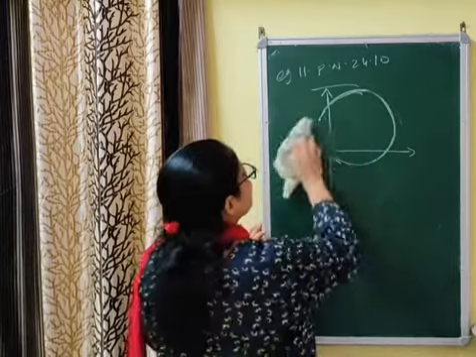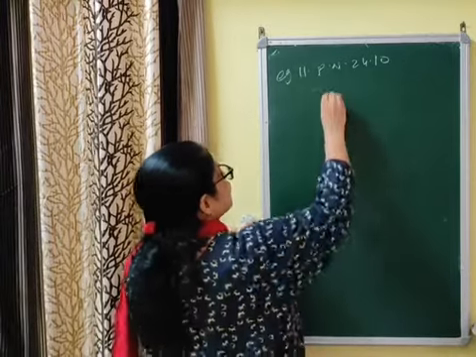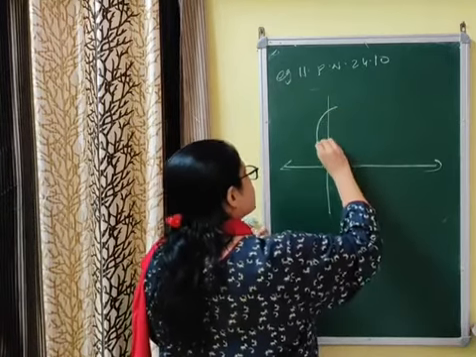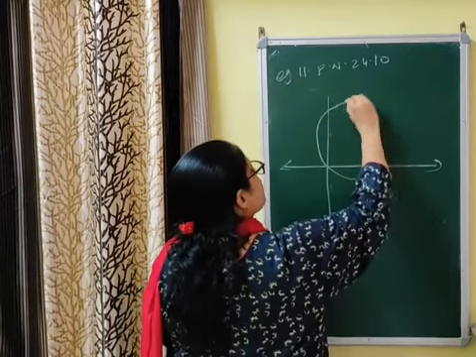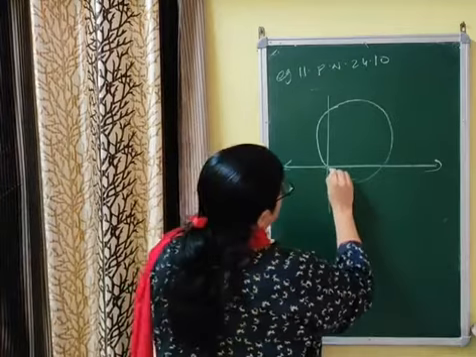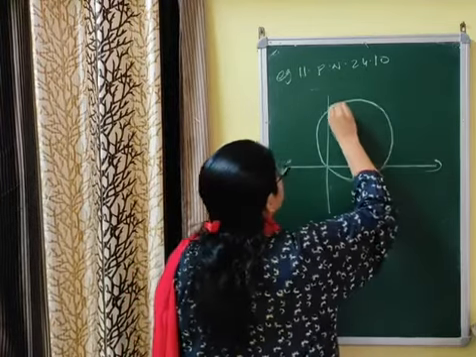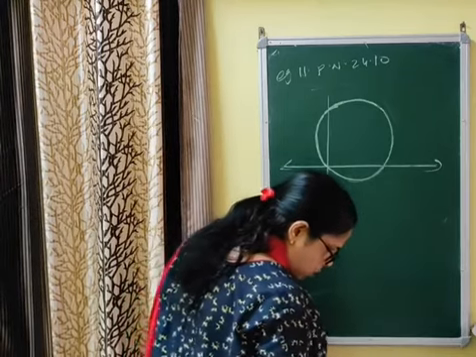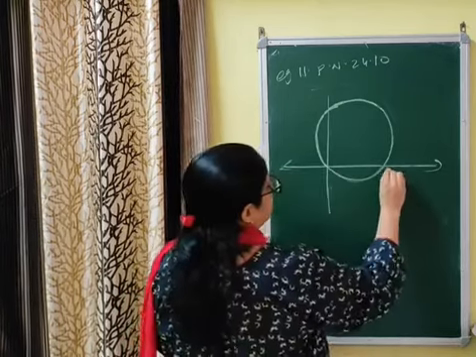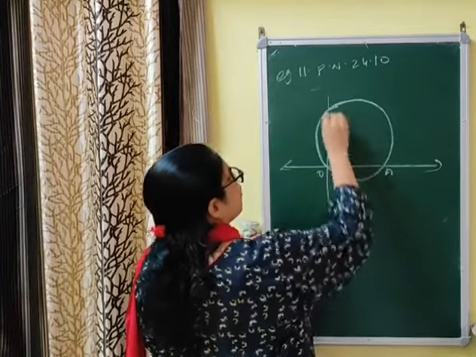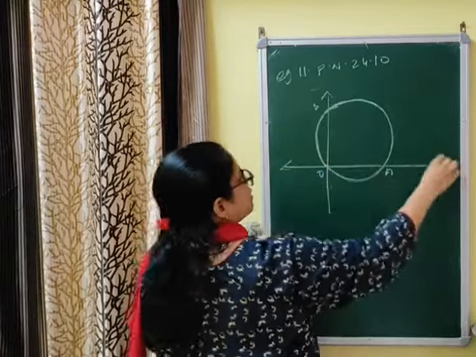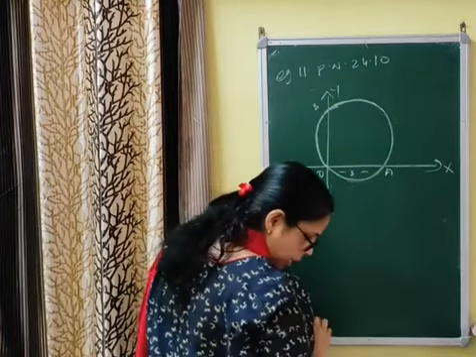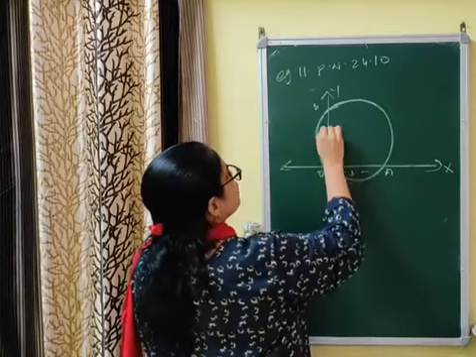Let me draw once more. This is the coordinate axis. You are given a circle which is passing through the origin. Origin से pass भी हो रहा है and cuts off the intercepts 3 and 4 on the positive side of the x-axis. This is the origin. This is the point where the circle is intersecting both the axes. You are given OA equal to 3 units and OB equal to 4 units.